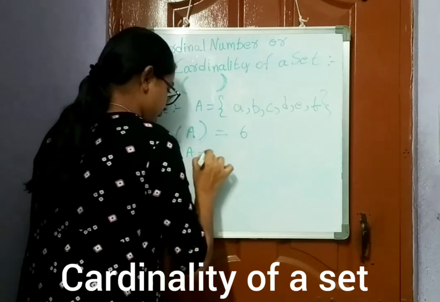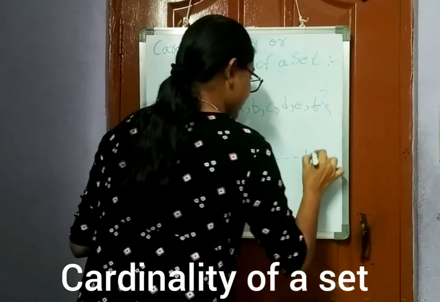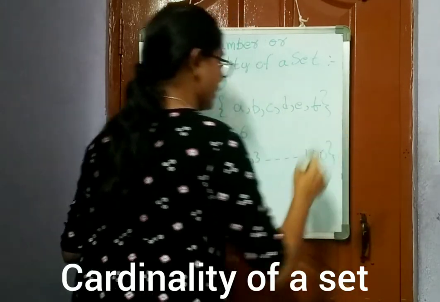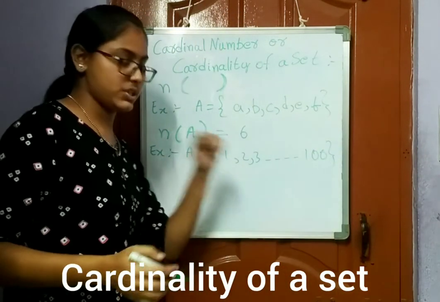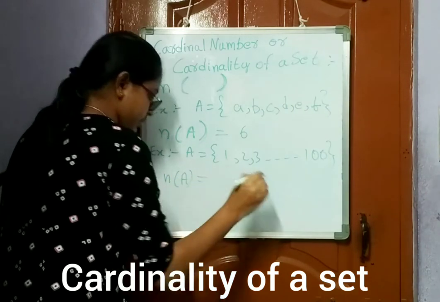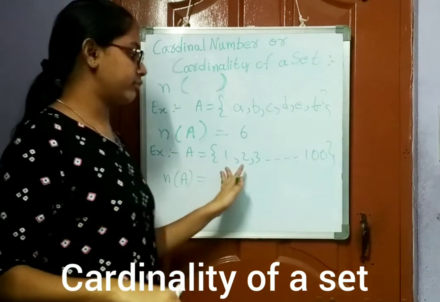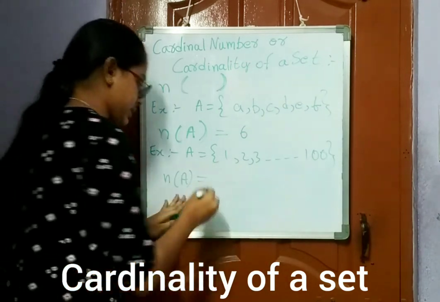Let's take another example. We have A as 1, 2, 3 and so on up to 100, that is the first 100 natural numbers. Then the cardinality of A will be 100, as we have 1 to 100.